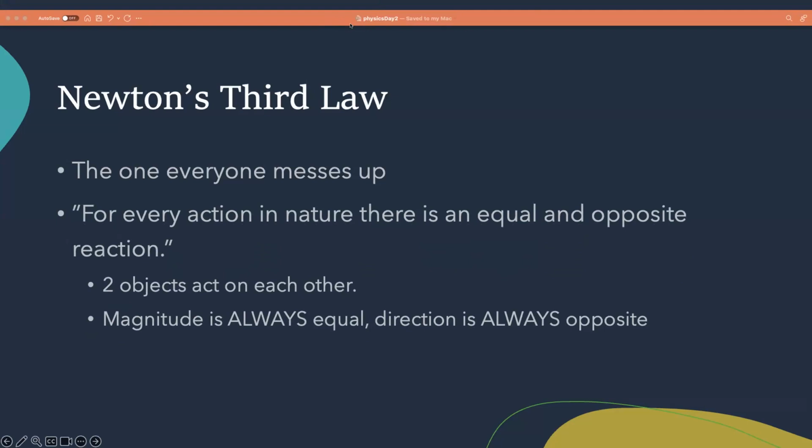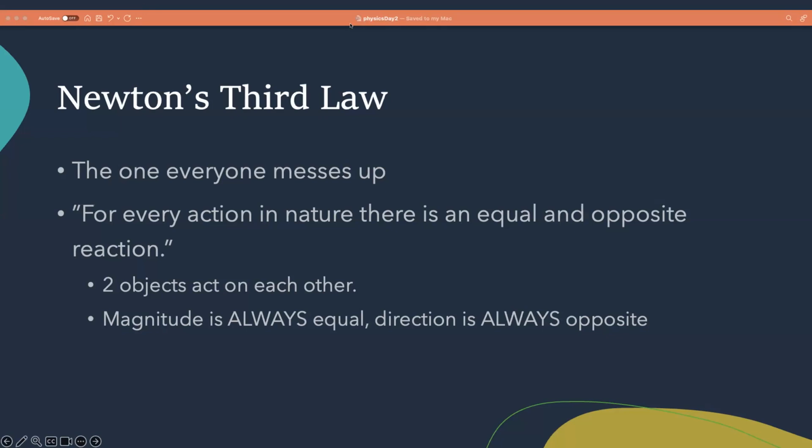This is two objects acting on each other. This will not be two objects acting on one other object together, or one object acting on itself and something else at the same time. It will be two objects acting on each other with equal and opposite forces. The magnitude will always be equal, direction will always be opposite.